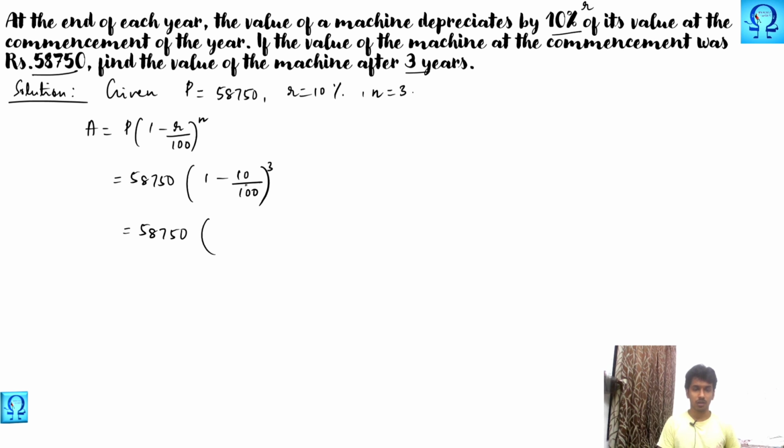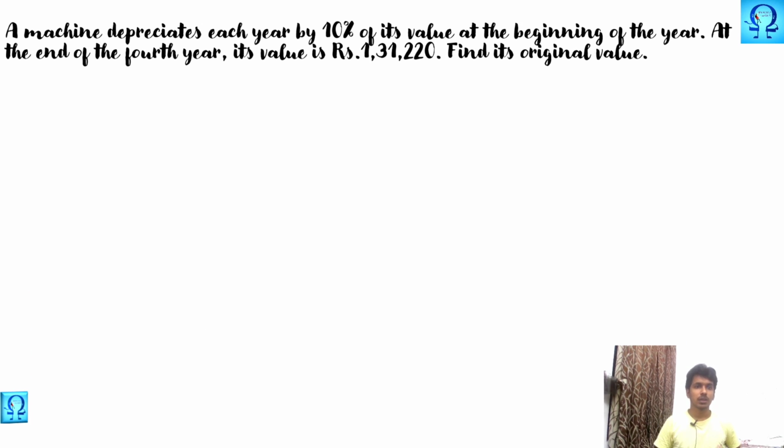When we subtract 0.1 from 1, we get 0.9 to the power 3, and when we calculate this value, we will get times of 58,750, and that gives me rupees 42,828.75, which is the value of the machine after 3 years. Right? Let us move to the next problem.